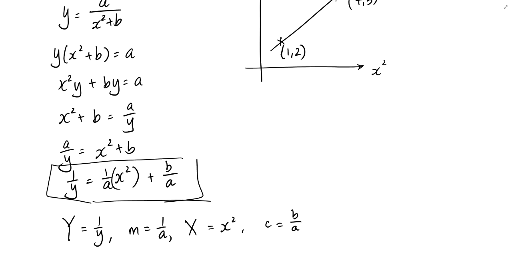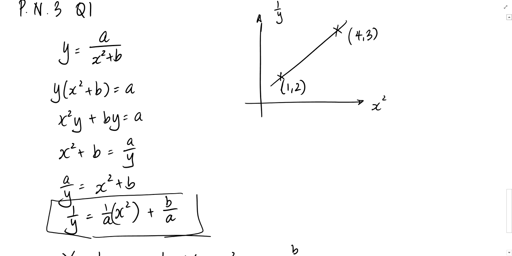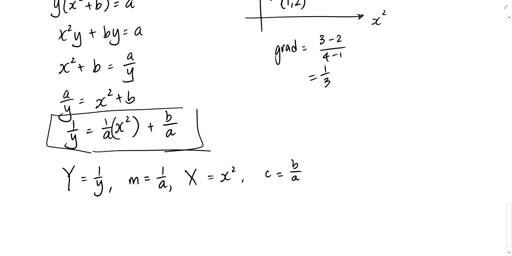Right? What is one of the things that we can find from our graph? Given 2 points. Gradient, yes. So gradient equals to 3 minus 2 over 4 minus 1, and we get 1 over 3. What does this gradient correspond to? This 1 over 3. Yeah, it corresponds to m.